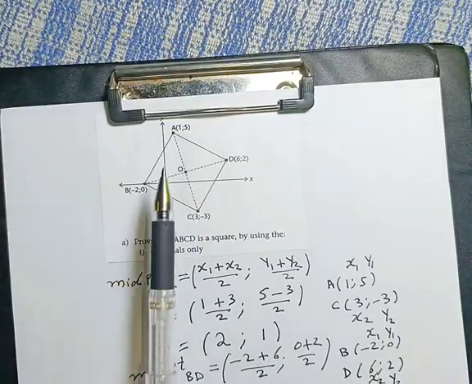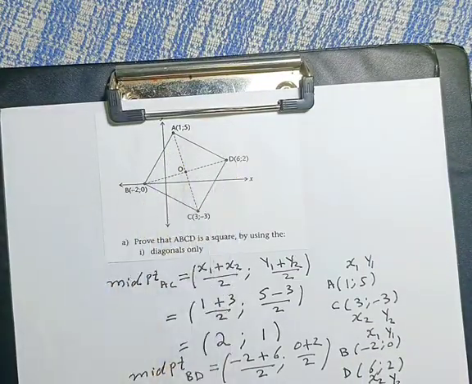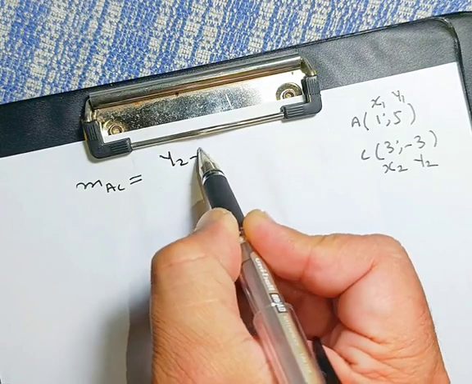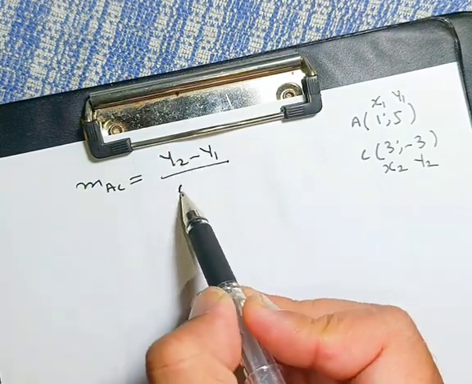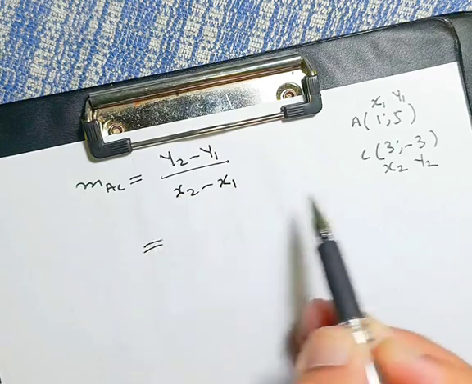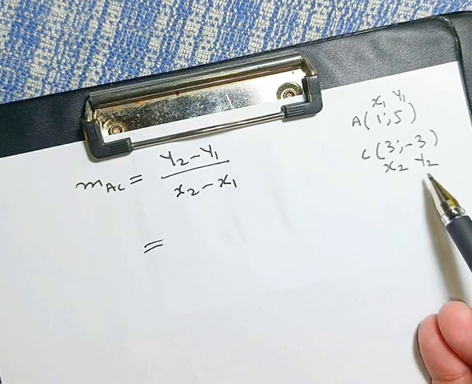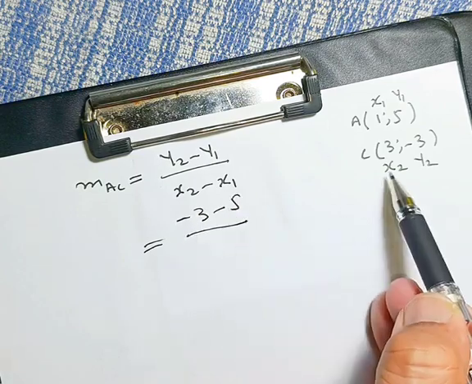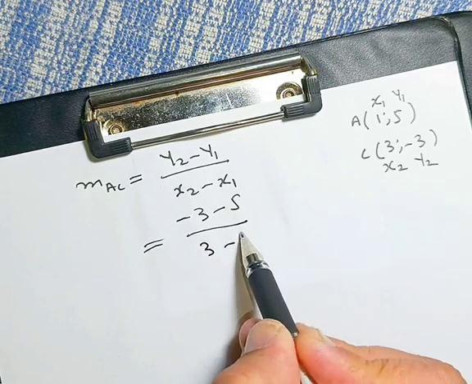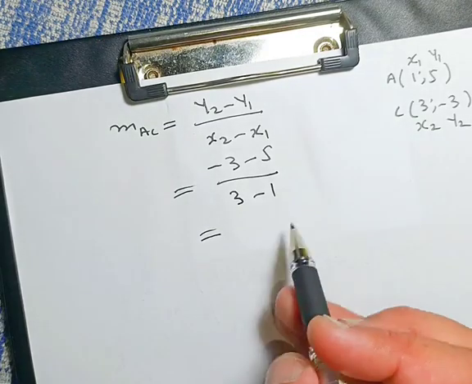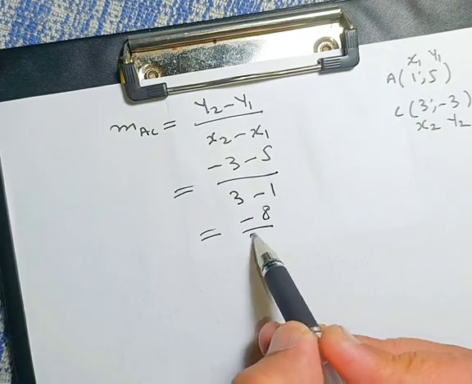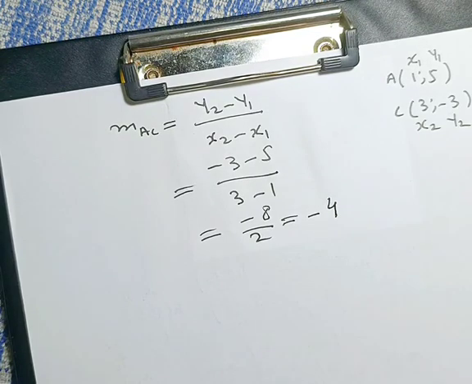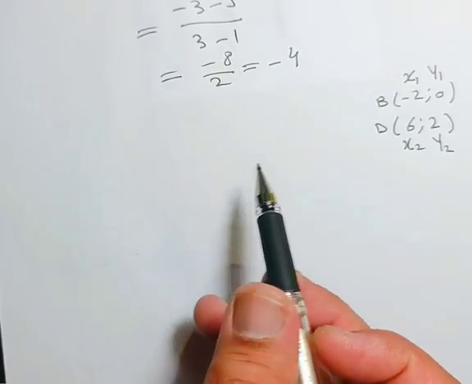So now you're going to take the gradient of AC and the gradient of BD. So the gradient of AC, y2 minus y1 over x2 minus x1. This is my x1, this is my y1, x2, and this is my y2. Plug all these values into this formula. So -3 minus 5 over 3 minus 1. We need to simplify this one. It's going to be -8 over 2, which is -4.